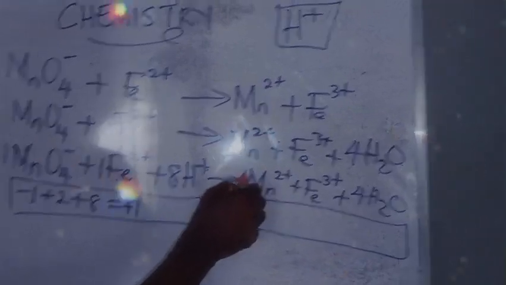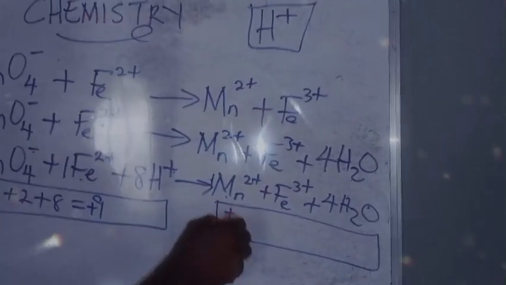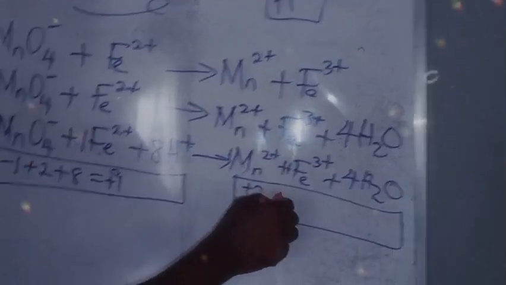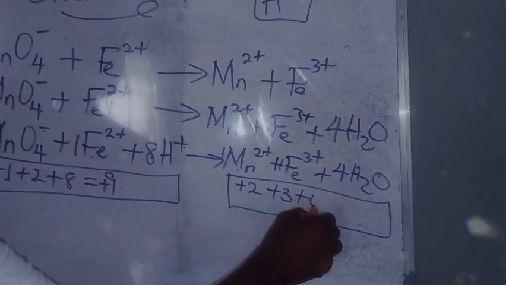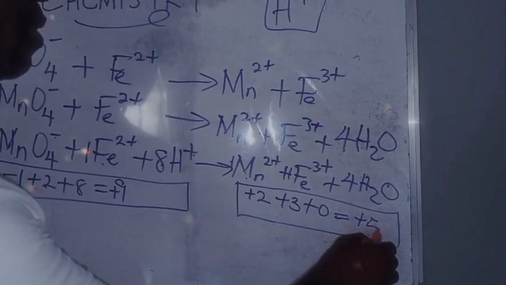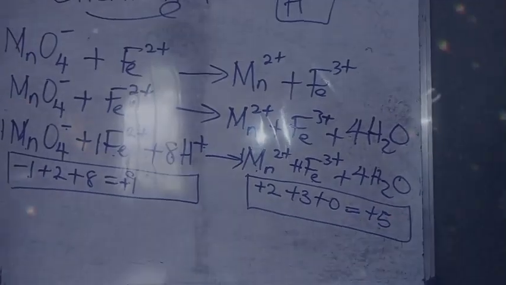Now let's see whether it's balanced here. Here we have 1 times plus 2, plus 2. We have 1 here also, 1 times plus 3, plus 3. This one is a molecule, so that's 0. So here we have plus 5, right? Plus 5. So it's not balanced in terms of charge.